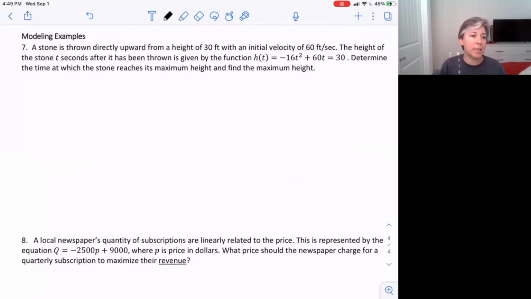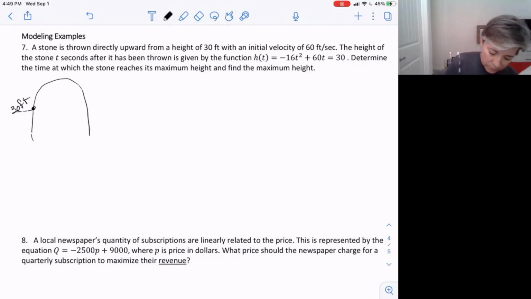So let's do a couple of modeling examples. If a stone is thrown directly upward from a height of 30 feet, so you're up here at 30 feet, and somebody throws a stone from 30 feet up, let's say they throw it off a building or something, and it has an initial velocity of 60 feet per second. It says the height of the stone t seconds after it has been thrown is given by this function here. They've given us the function.